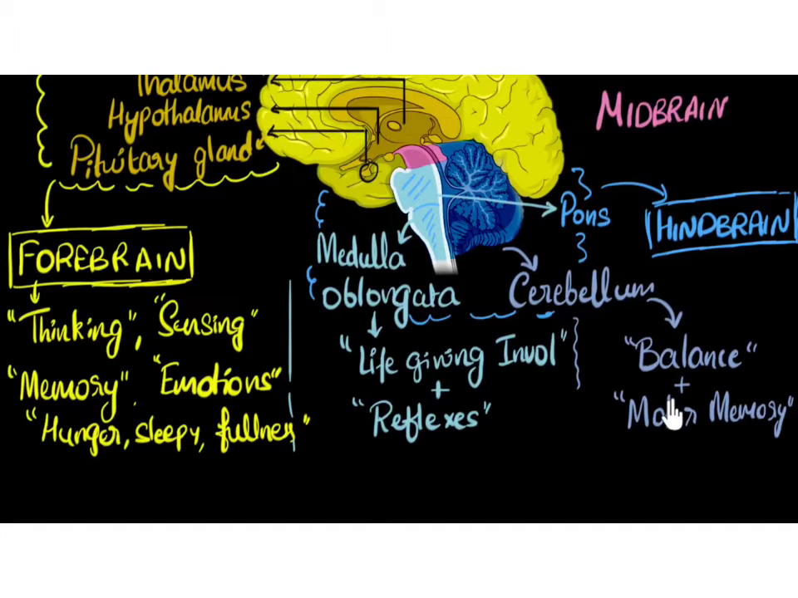Another example could be, let's say when you're typing on a keyboard, if you have enough practice, you don't have to look down anymore. You don't have to worry about which keys are where. It just automatically happens. Motor memory. So all those things are controlled by the cerebellum.